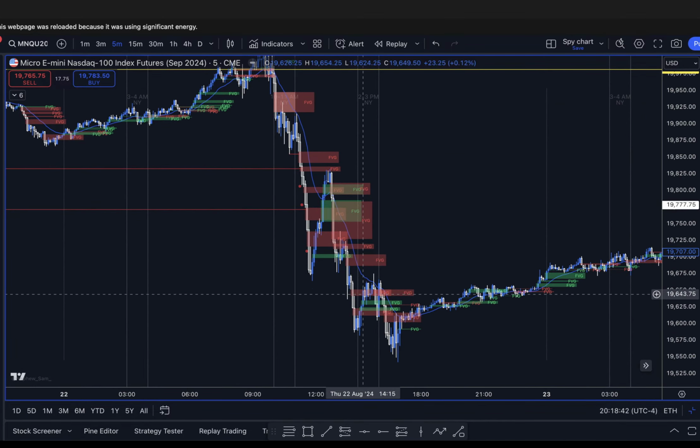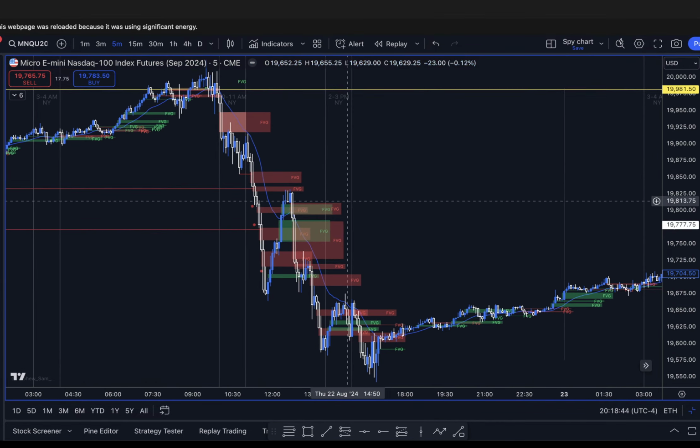Now, obviously, this day it ran down lower. I made my money down here and it kept running. I could have made more money, but it doesn't matter what happens after I trade. As long as I make my money, that's how I trade.